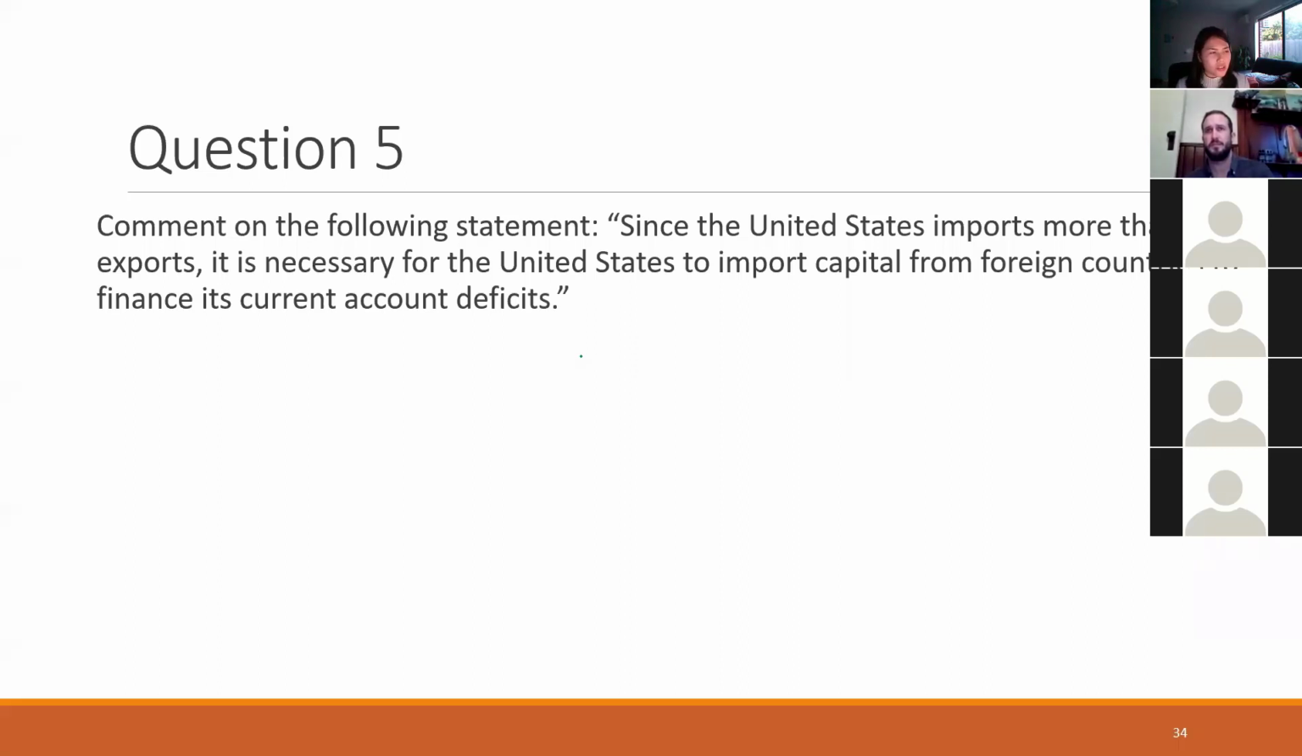So this is in the spirit of the statement, right? What this statement is saying is that the US has been importing more than it's exporting, and therefore, to sustain this level of import, it needs to further import capital from foreign countries. So to solve the problem of importing more than exporting, you need to import capital. Do you agree or disagree with the statement?